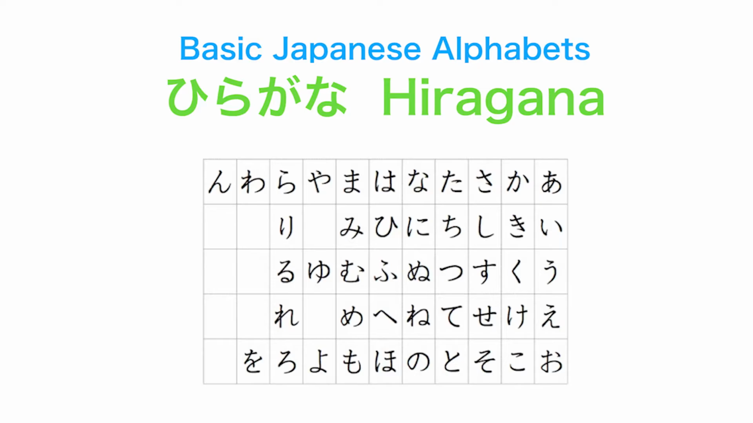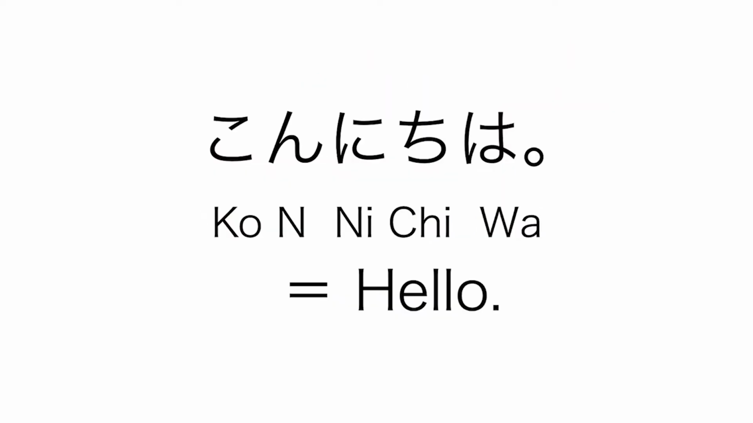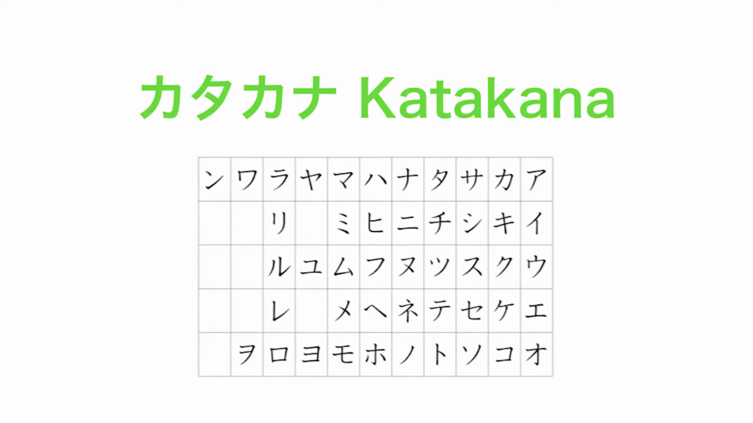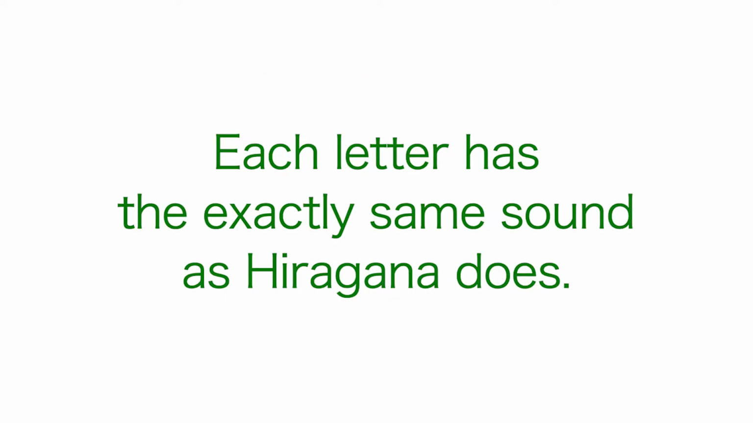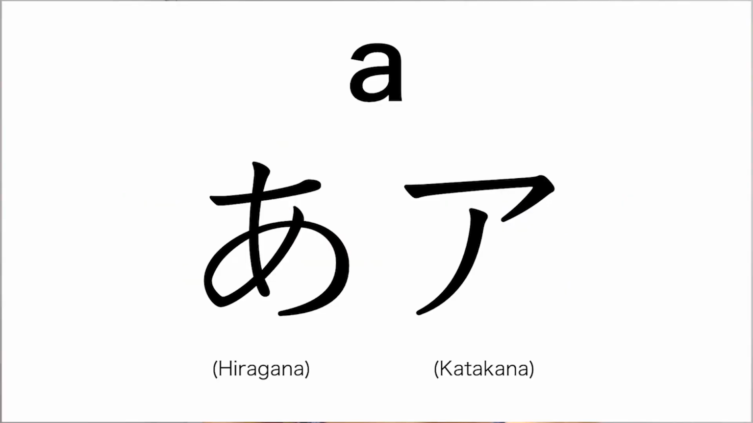For example, konnichiwa. It means hello. The second script we use as writing is katakana. Each letter has exactly the same sound as hiragana does. For example, we have a sound. You can write this syllable in hiragana and in katakana too.